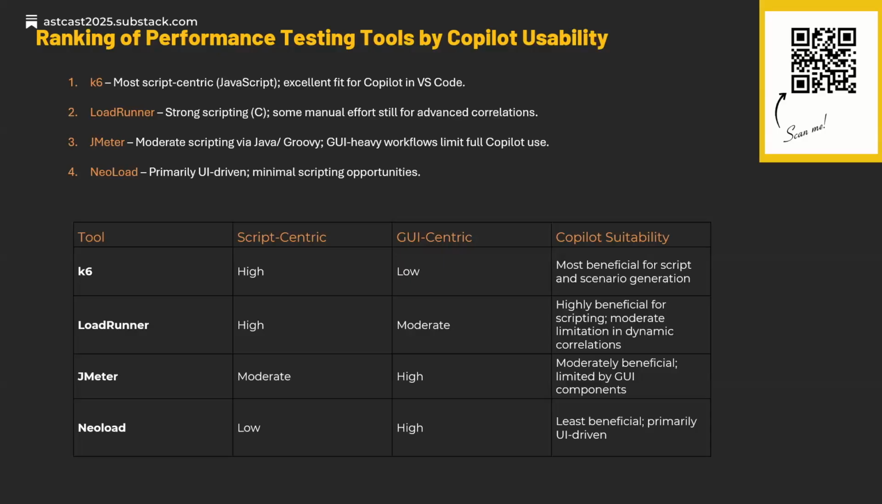So K6 is going to be fully JavaScript based. LoadRunner is going to be fully C based. JMeter and NeoLoad are fully going to be tree-based scripts, in which all the script elements will be coming as elements in a tree structure. Okay. So here comes the challenge.